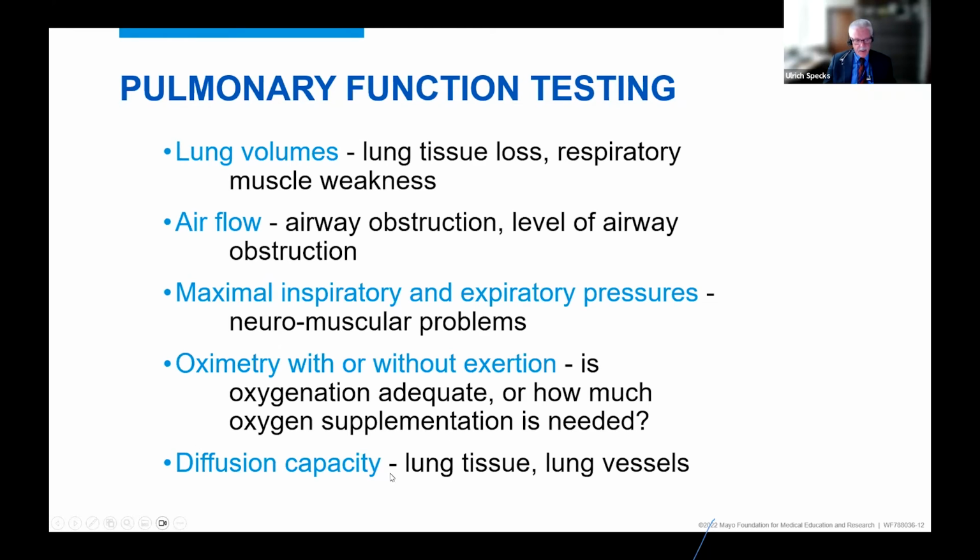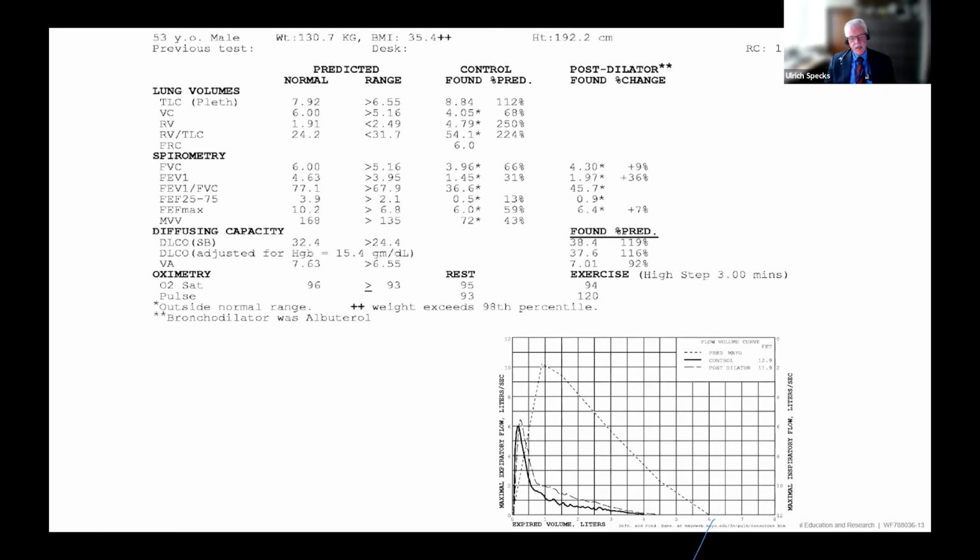And then finally, we get a number that's referred to as the diffusing capacity, which is a measure of the gas exchange, how well the oxygen can travel from the airspace into the bloodstream. And that tells us something about the lung tissue, but also something about the lung vessels. So here's an example of a test result, and it's all these numbers. Again, lung volumes, flows, diffusing capacity, oxygen saturation.